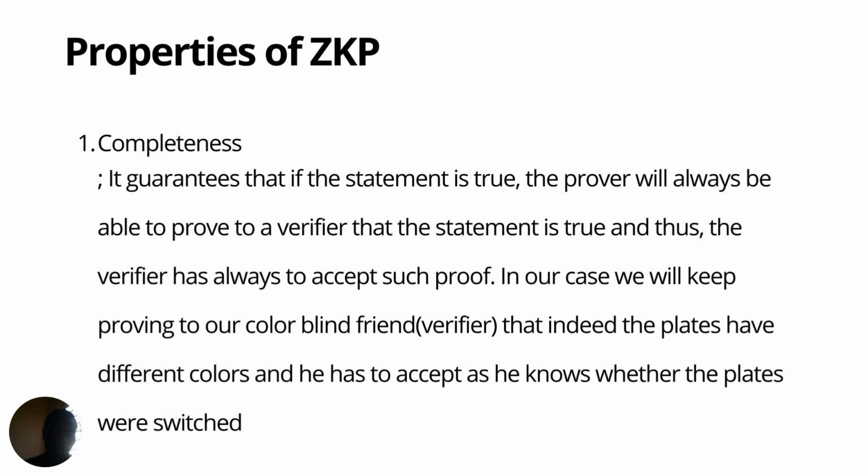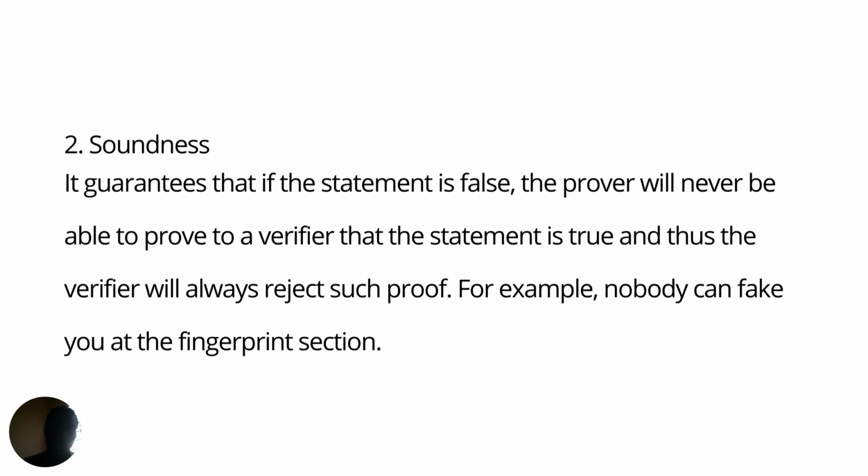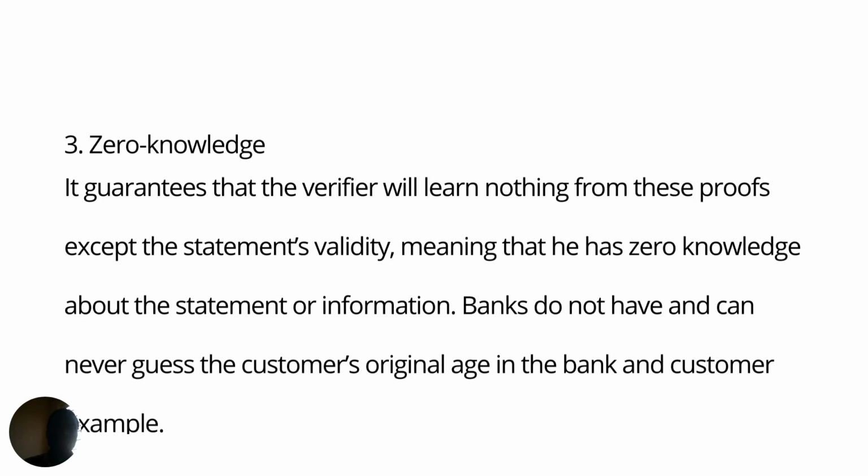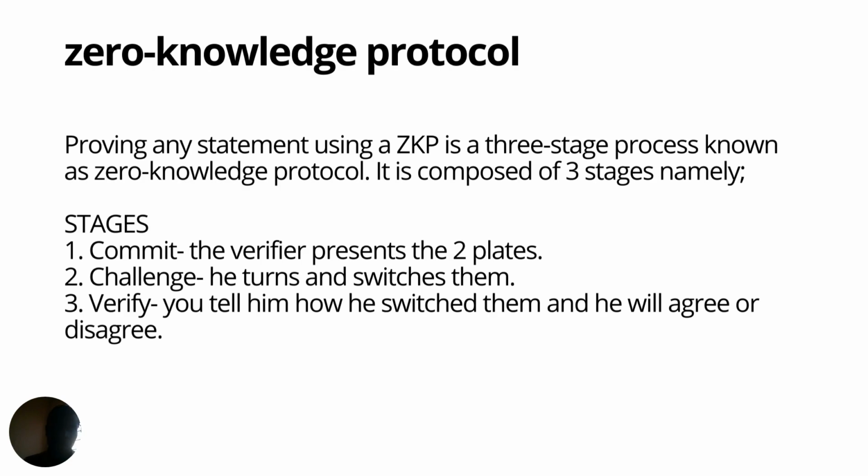What are the properties? Completeness. It guarantees that if the statement is true, the prover will always say that it is true. You will always pick a green plate because you see it and you know it. It is sound. If it is false, there is no way you can prove it to be true. Zero knowledge. The bank, your colorblind friend, will not be able to know which one is green, which one is blue, but they'll be able to tell the difference that these plates are actually different and this guy knows they are different. So the stages are commit.